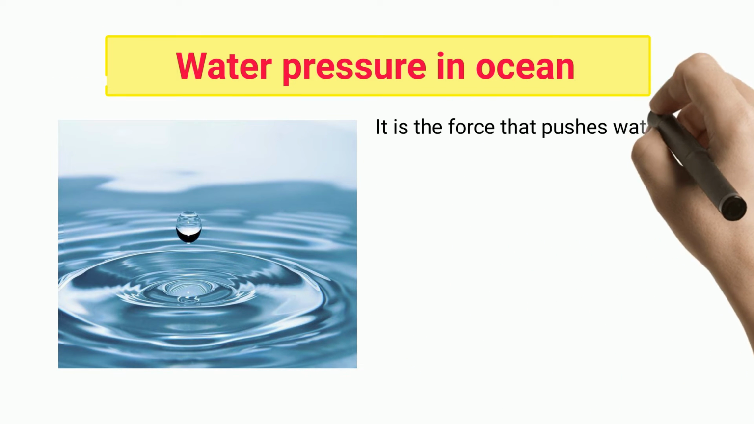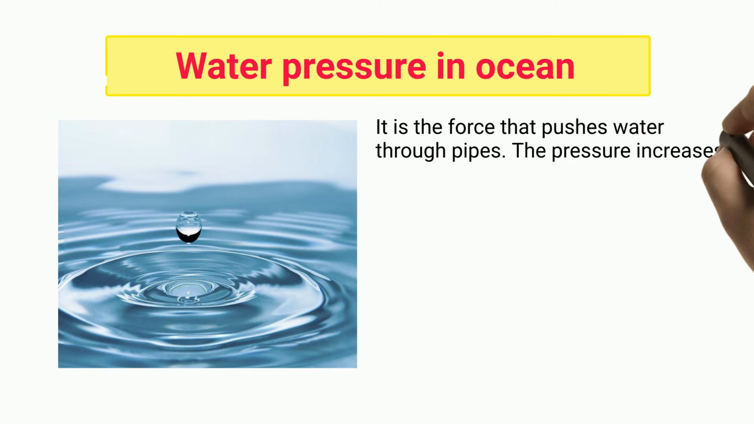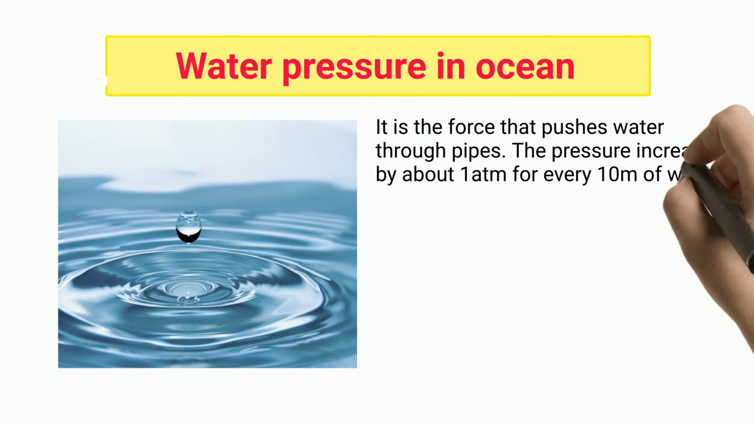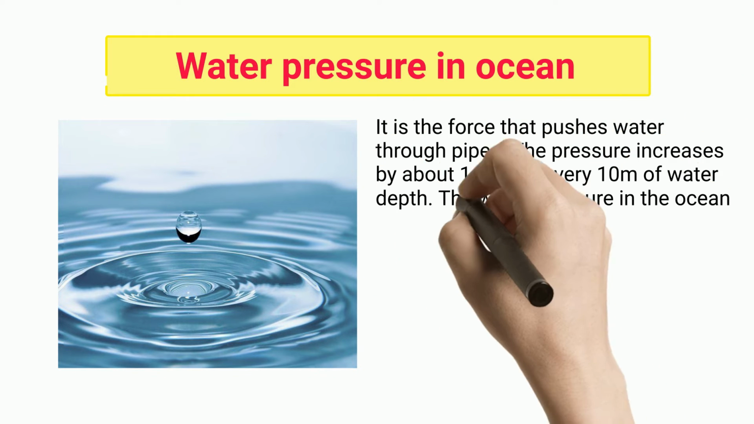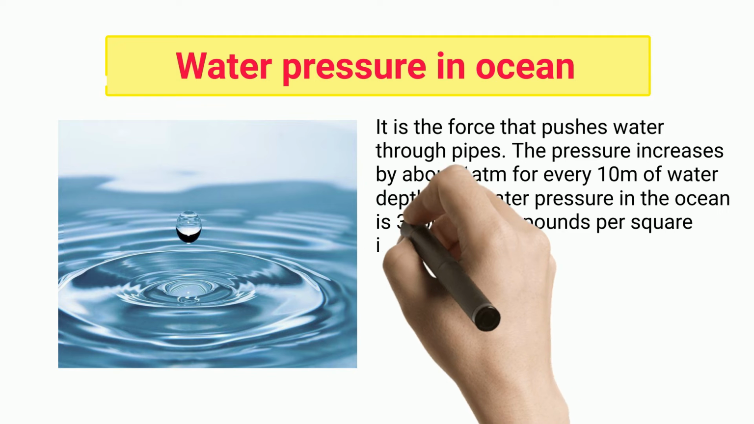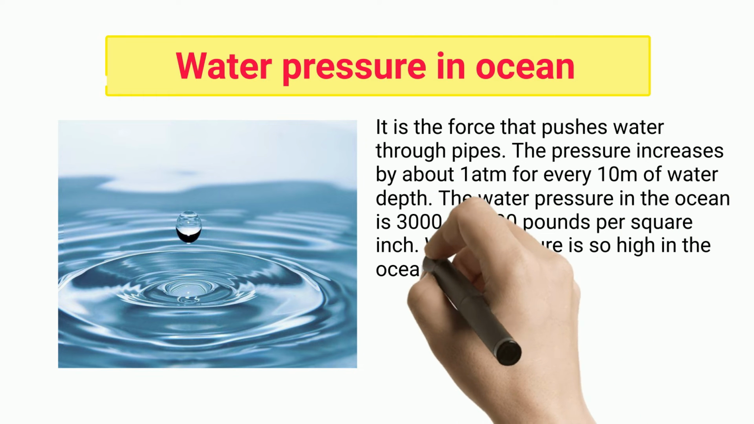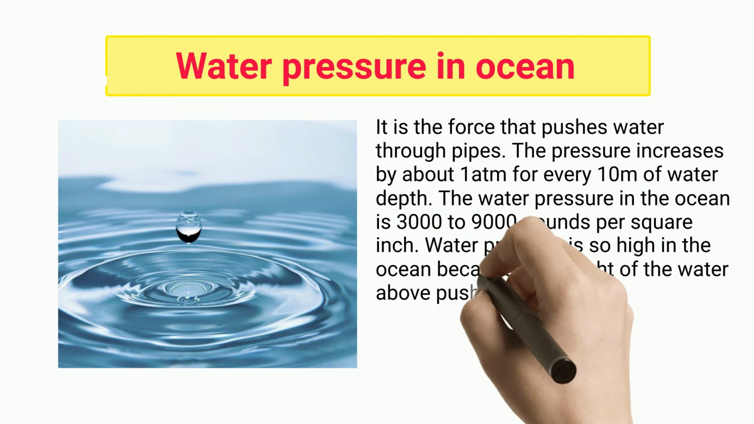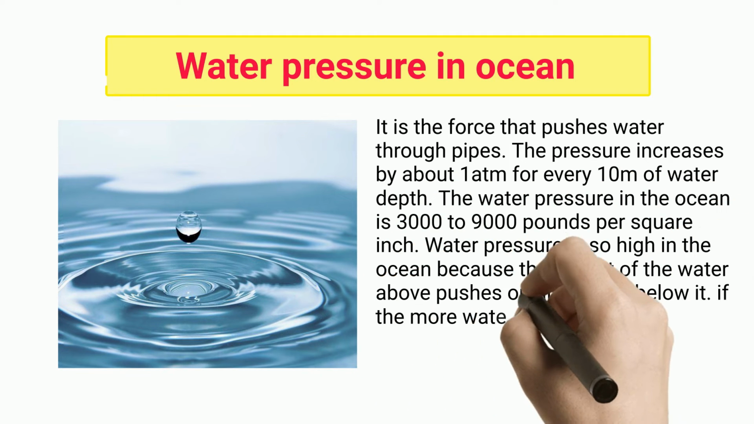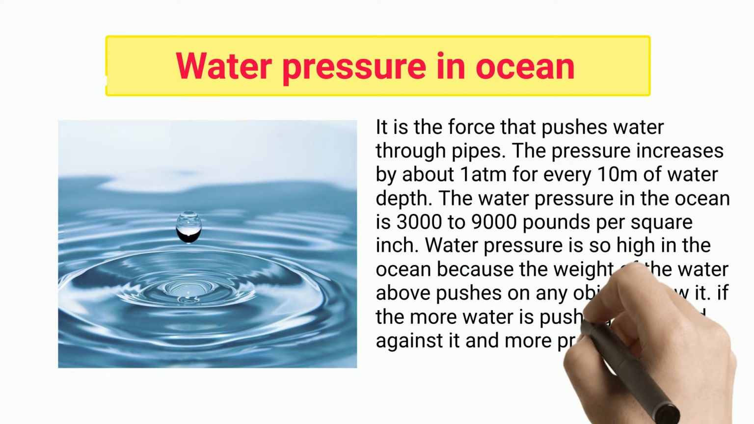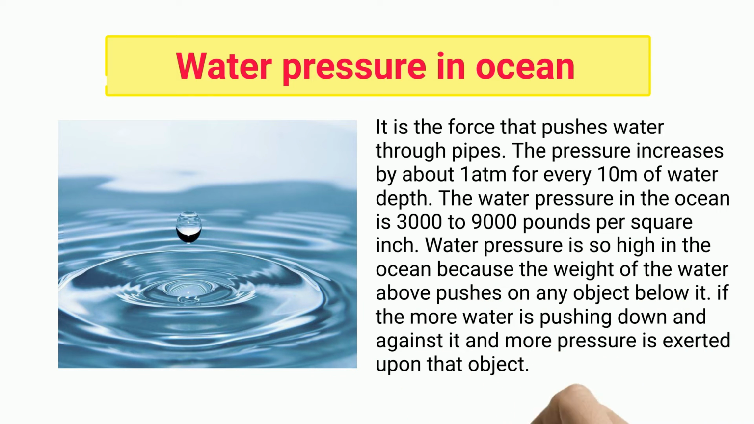It is the force that pushes water through pipes. The pressure increases by about 1 atm for every 10 m of water depth. The water pressure in the ocean is 300 to 900 pounds per square inch. Water pressure is so high in the ocean because the weight of the water above pushes on any object below it. The more water is pushing down and against it, the more pressure is exerted upon that object.